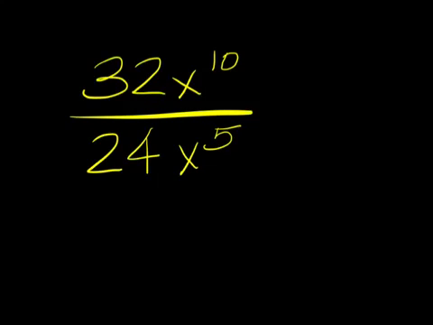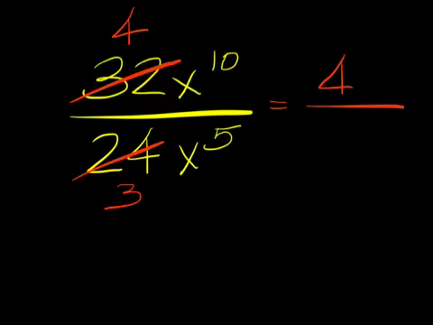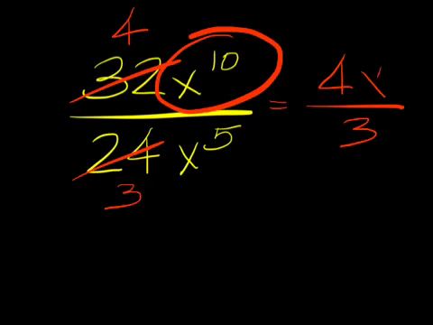The solution to the bonus problem is that 8 goes into 32 4 times and into 24 3 times. So you're starting out with a 4 over 3. Largest power of x is on the top. 10 minus 5 is 5. An example problem.